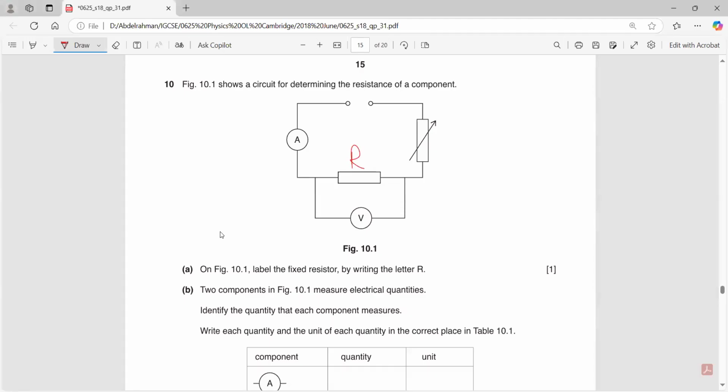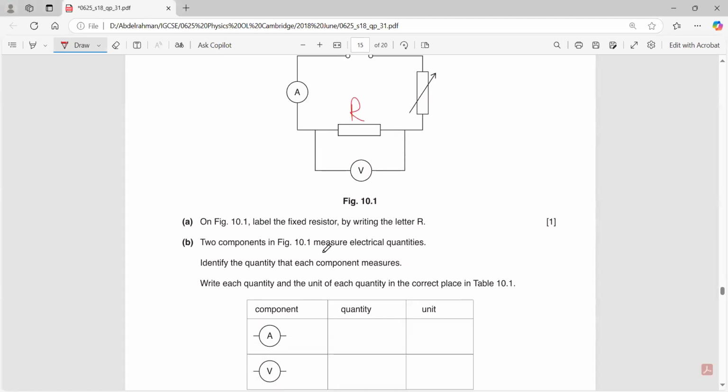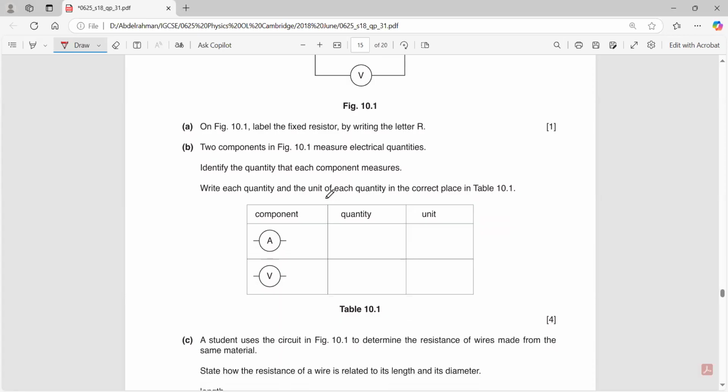R. Two components to measure two electrical quantities. What are these two components? This is the ammeter. Right? And the unit of the ammeter would be the volts. Right? So the first one is the ammeter.